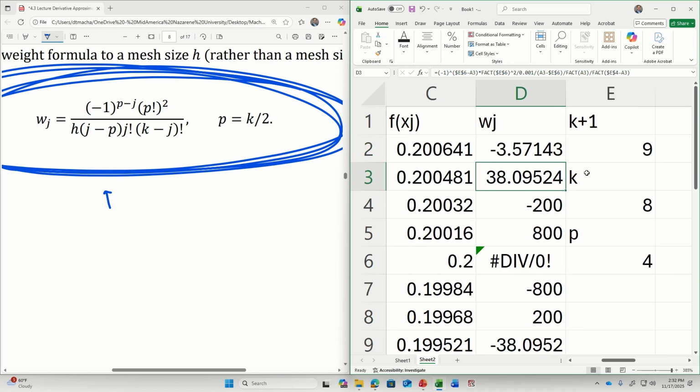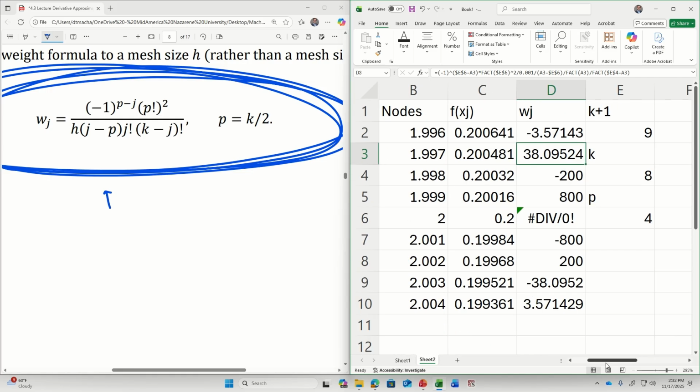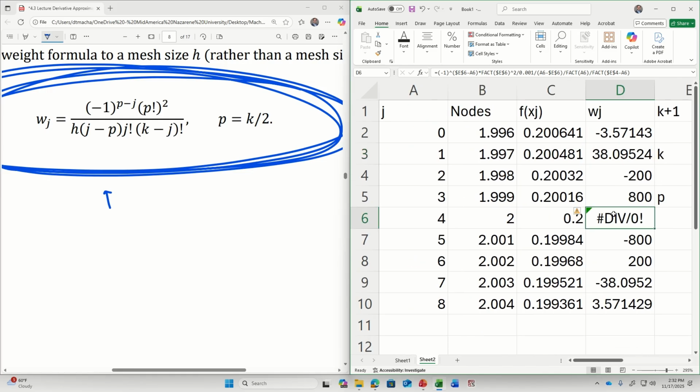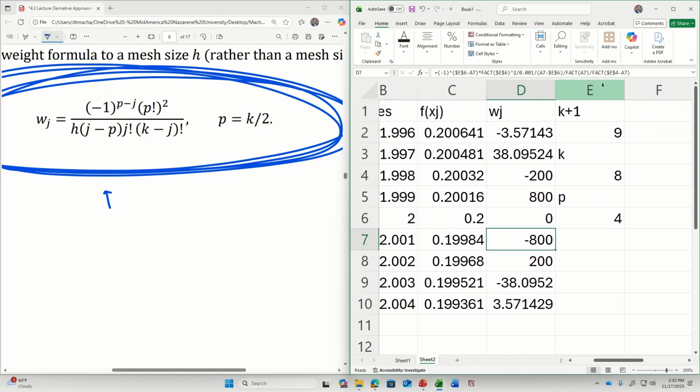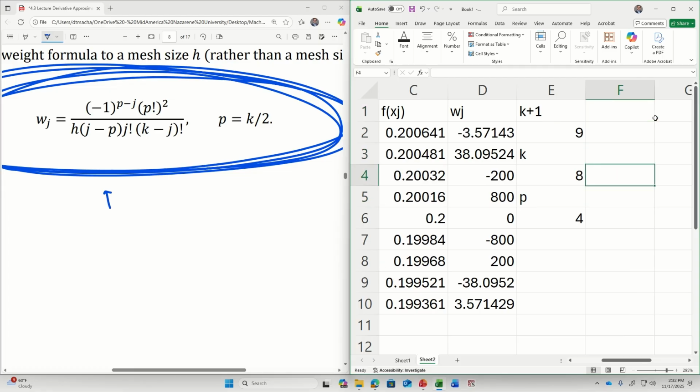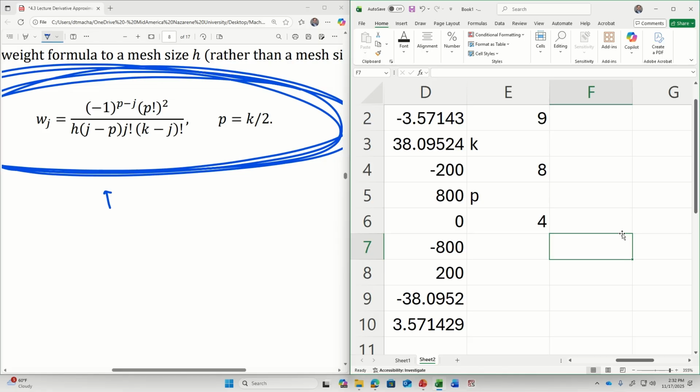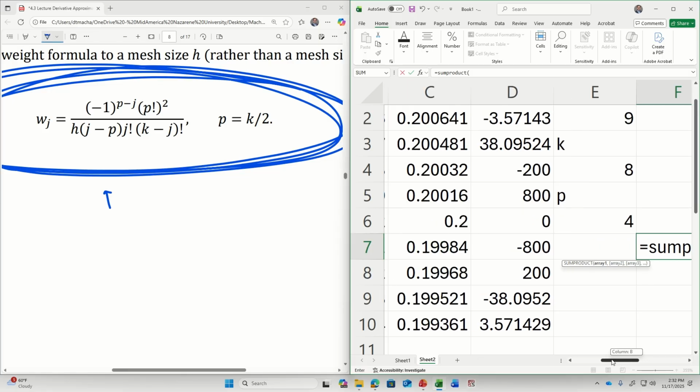Okay, now that I have my weights, and you'll notice it's not going to calculate the middle weight because, again, the middle weight should be 0. We don't care about the middle. And then we can add these up, or I should say multiply first and then add. Excel has a fancy function called sum product. So if you type in equals sum product, it's going to multiply and add at the same time, so it's perfect for quadratures.